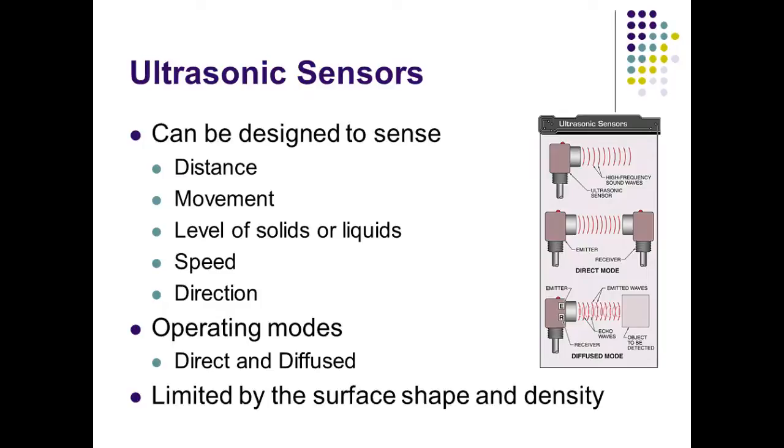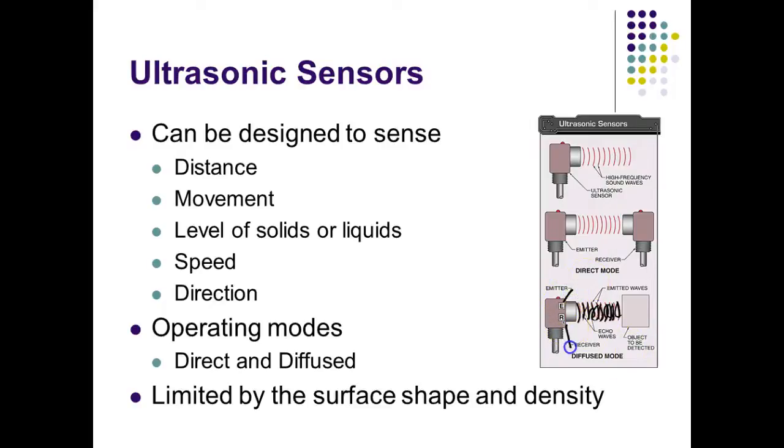So these are our two categories. They can be designed to sense distance, movement, and the levels of liquids and solids. They can be used to sense speed, we call it the Doppler effect, and also the direction. We have two modes we can operate in. We have what we call a diffuse mode, which is basically what our line uses. In diffuse mode, we send our sound pulses out, and then we see how long it takes to bounce back.